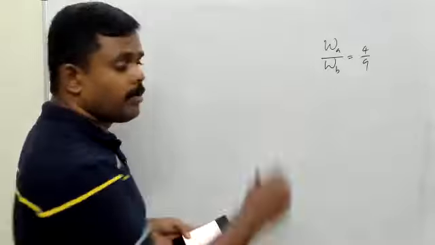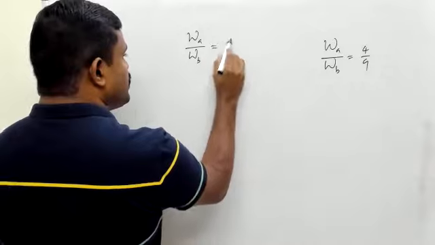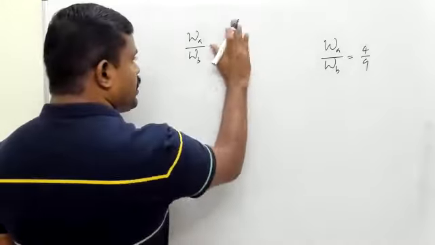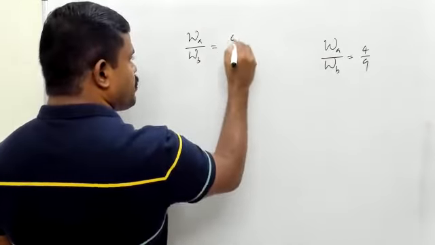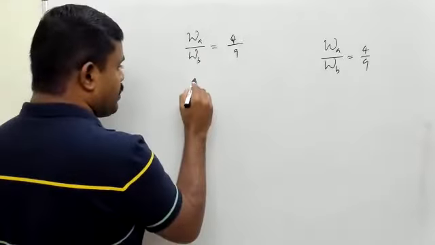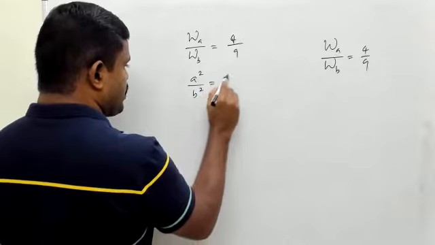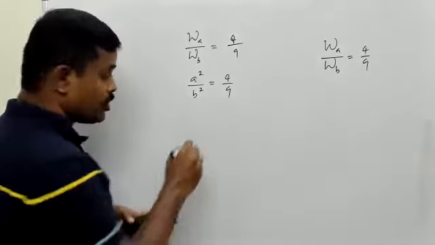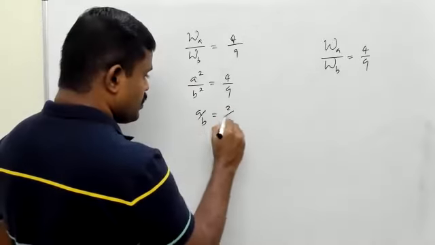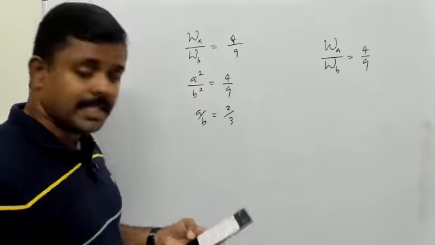So if WA by WB is given, what do you know? WA by WB is A square by B square. Do you remember this? Check your note. We wrote it as A square by B square is 4/9, which means A by B, take the square root. Square root of A square by B square is 2/3. And the question is the ratio of maximum to minimum.